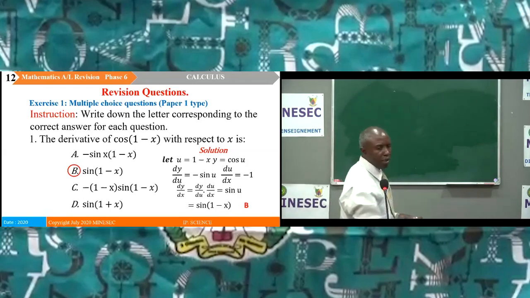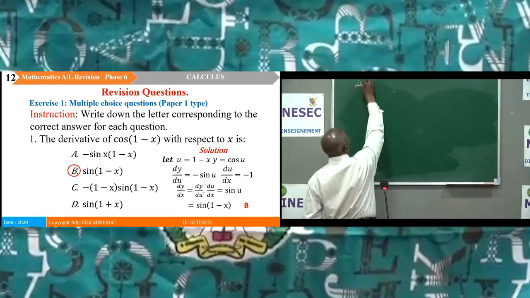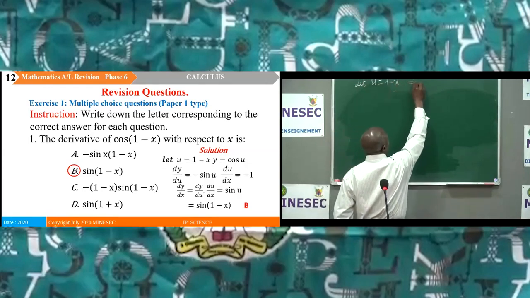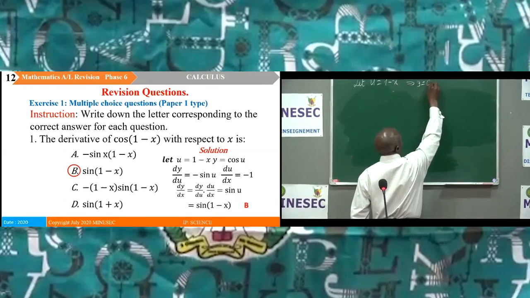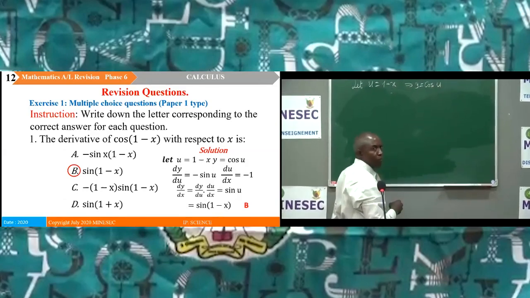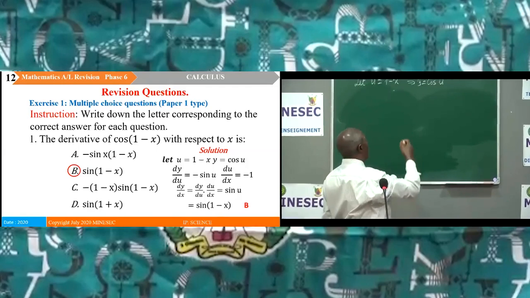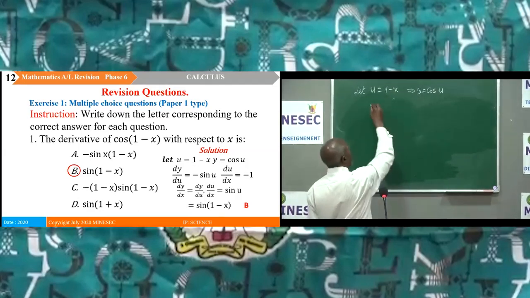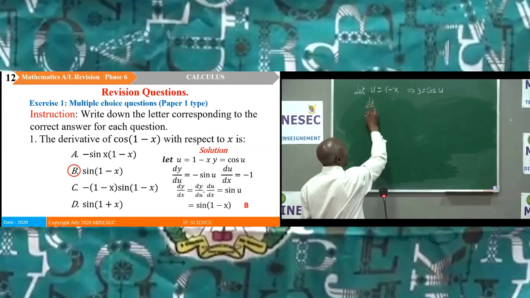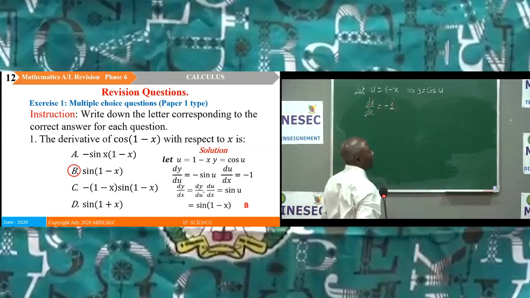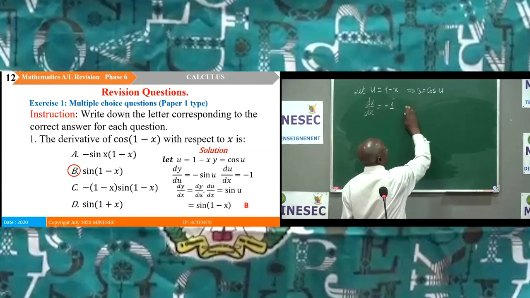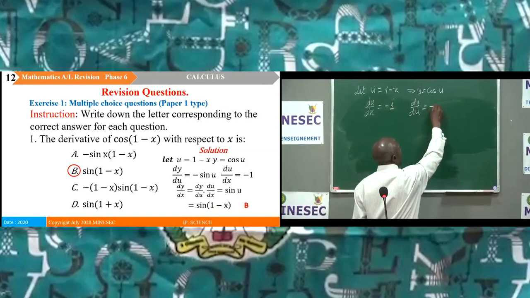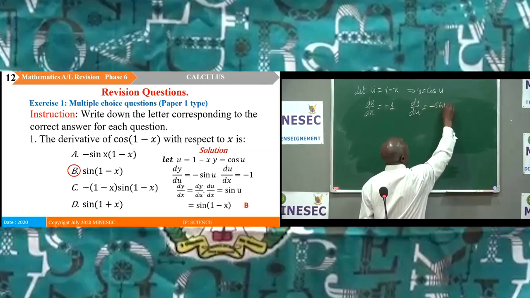Say, let u equal to 1 minus x, which will imply our y equal to cos u. Now we differentiate u with respect to x and y with respect to u. The du/dx is equal to negative 1. The dy/du is equal to negative sine u.